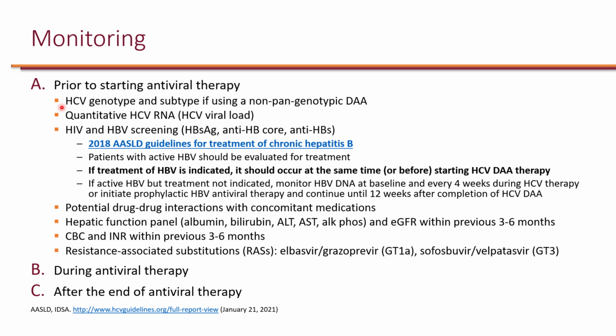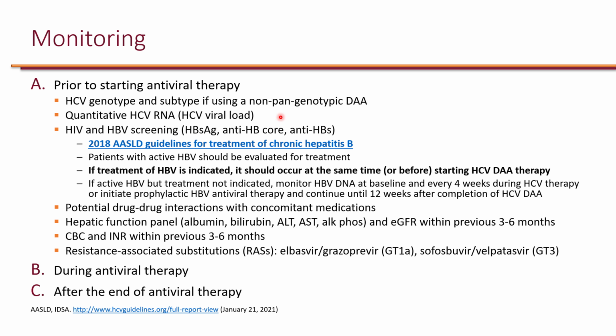hepatitis C. So obviously we need Hep C genotype and subtype only if using a non-pangenotypic direct acting agent. So for example, if we are using Harvoni, we need to know for sure that it's genotype 1 because Harvoni will not be appropriate for genotype 2 or 3. Whereas if you're using something like Epclusa, because it covers all genotypes, it's unnecessary to actually get genotype. As long as you know the patient is diagnosed without knowing the subtype, that's sufficient to go ahead and start.